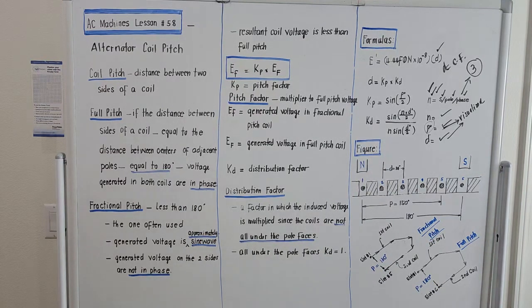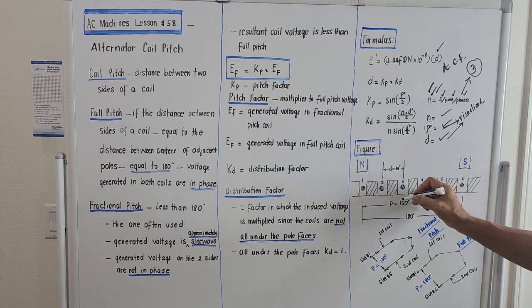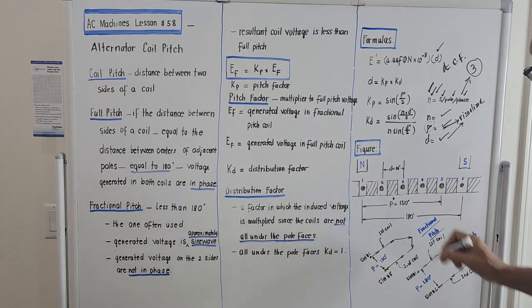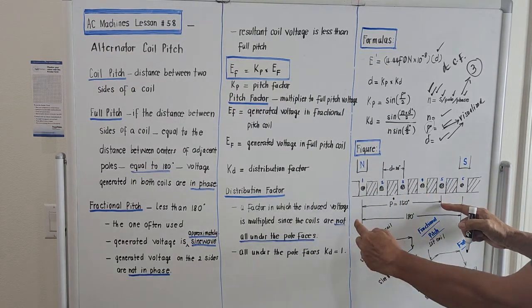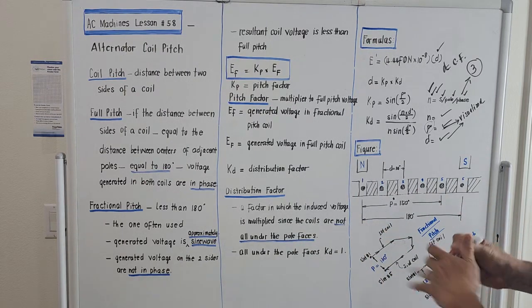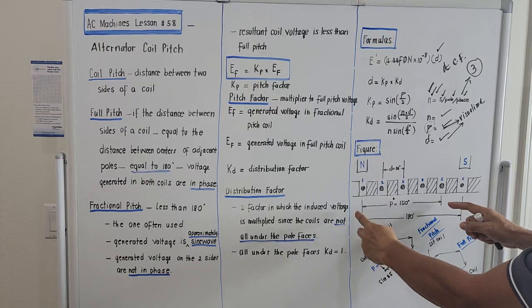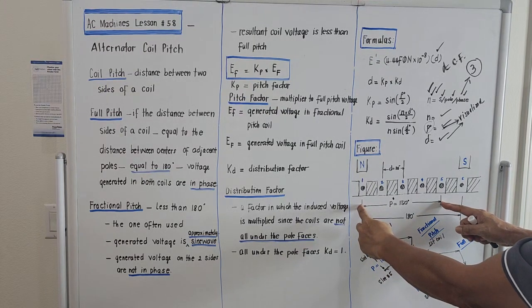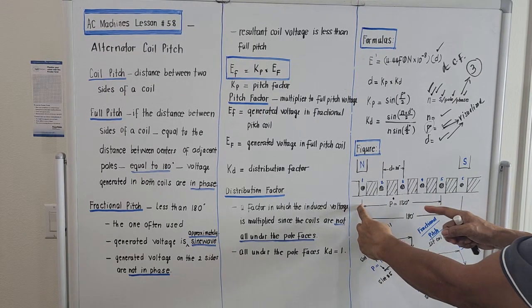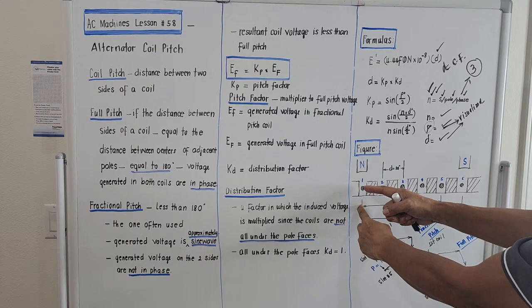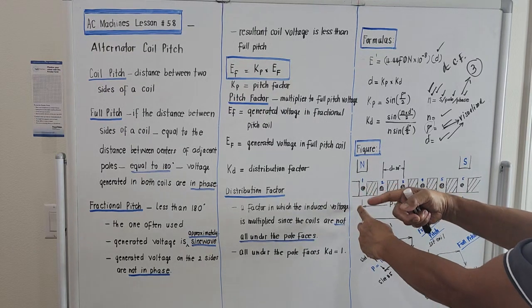For the value of P degree, it is this one here. Before I discuss the coil pitch over there, P degree is here. This is a conductor.